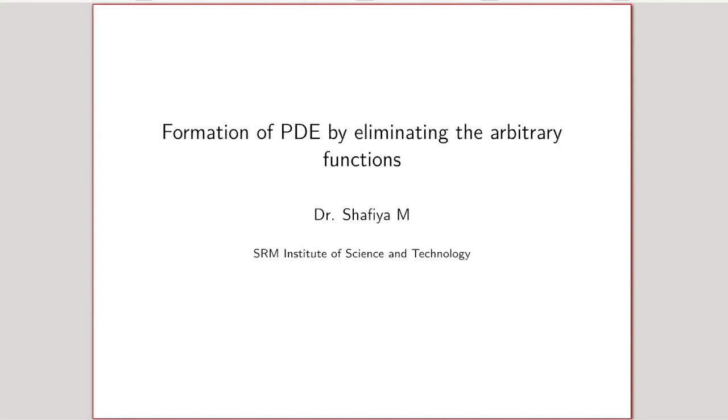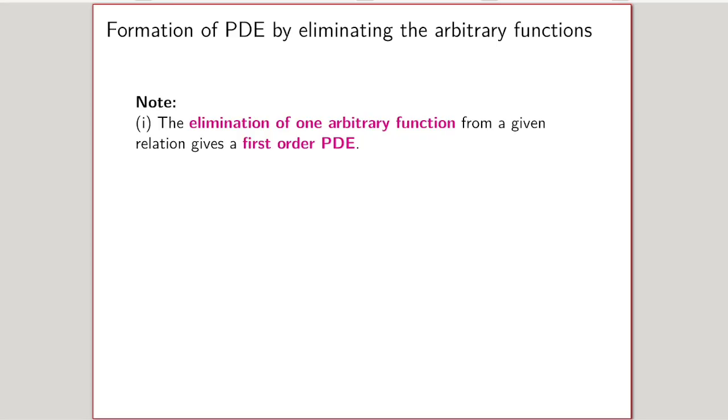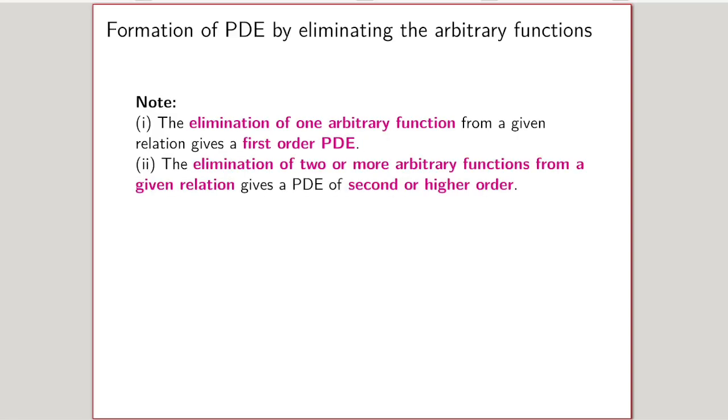Hello everyone. Today in this video we will be seeing how to form a PDE by eliminating arbitrary functions. These are the important points to be noted. The elimination of one arbitrary function from a given relation gives rise to a first order PDE. Similarly, if we are eliminating two or more arbitrary functions from a given relation, then we'll be obtaining a PDE of second or higher order.